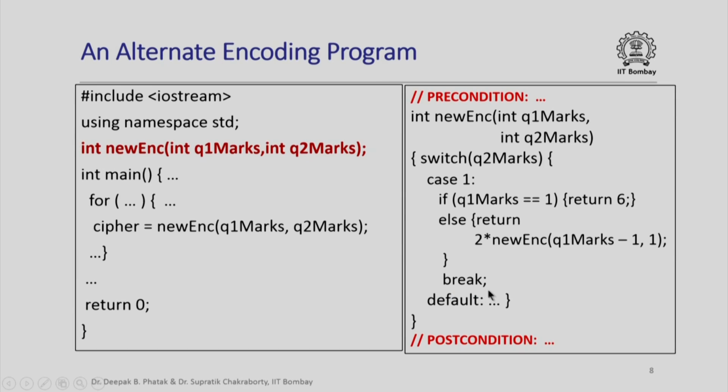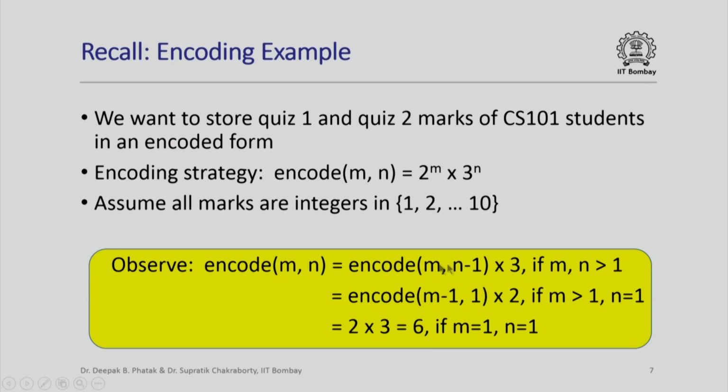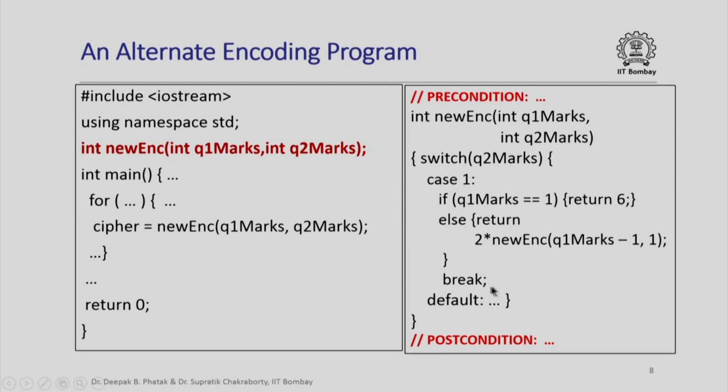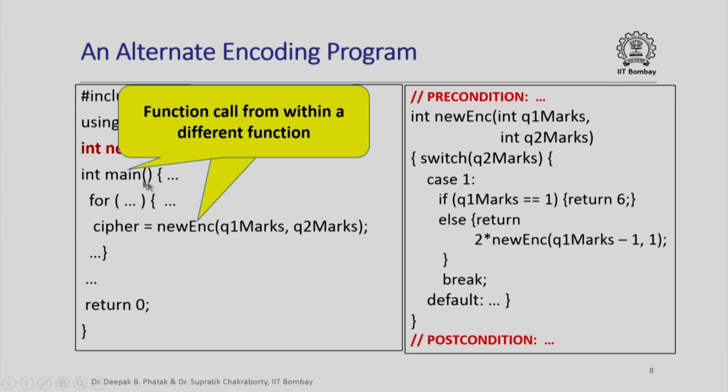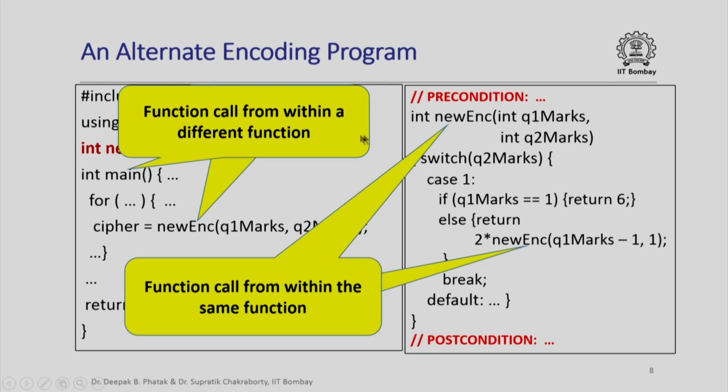And then of course I could have code implementing the other part of this formulation. I have not shown that here for the sake of clarity, but now what you see is that while here newenc is being called from within main, over here the same newenc is being called from within itself, and this is different from all that we have seen so far.